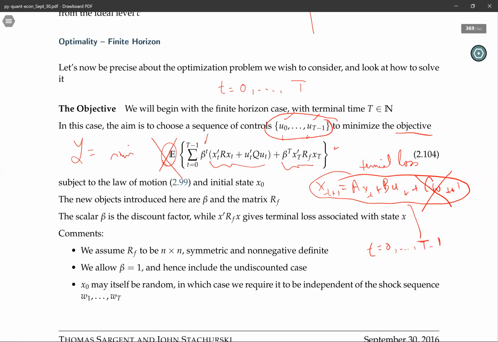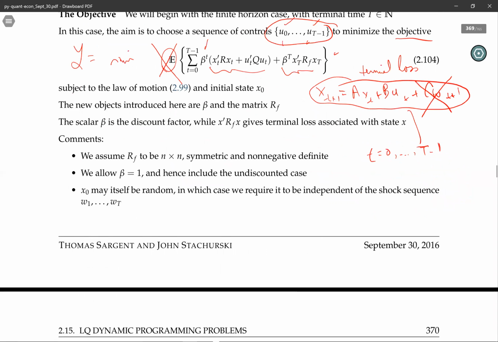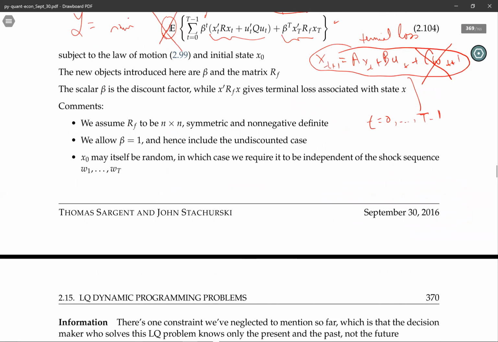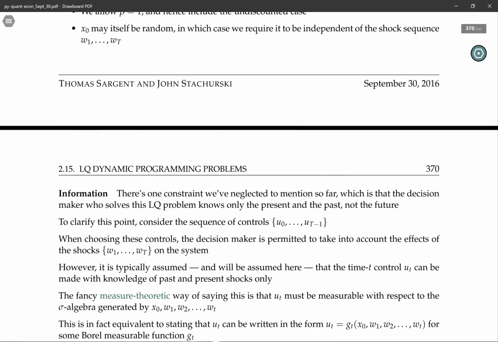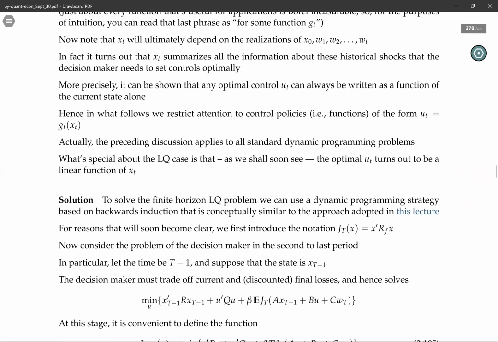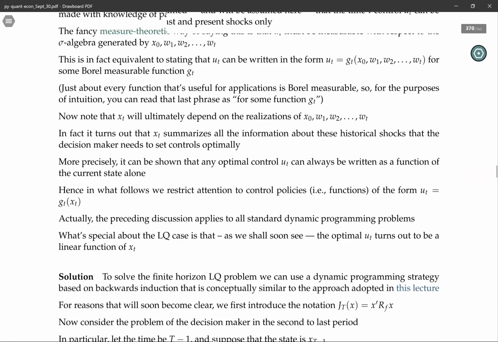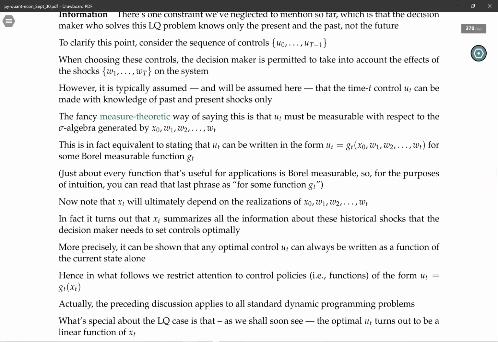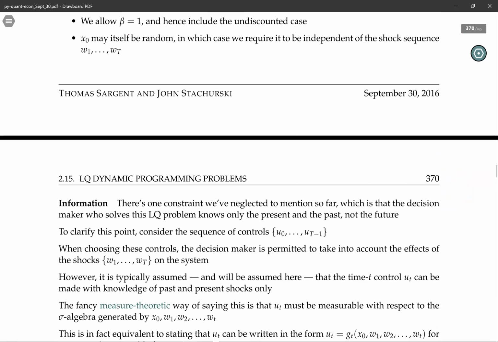So what we're going to do is we're not going to use that method. That method will give you the correct answer. We're going to use another method. Okay, so here's what we're going to do. I think this is a good time to take a break. What we're going to do is we're going to use backwards induction.